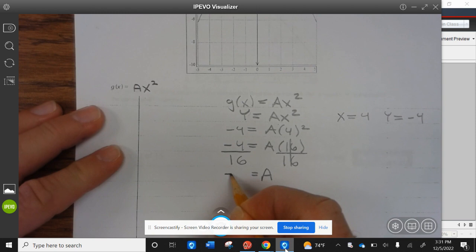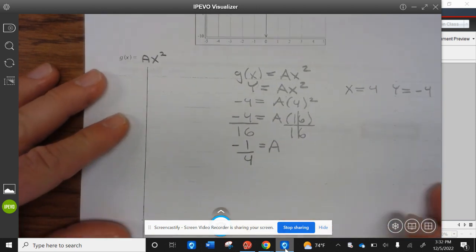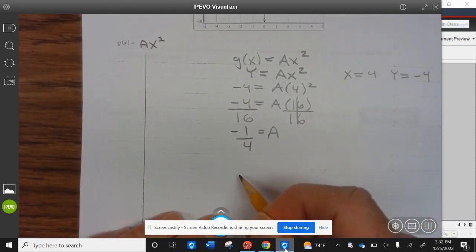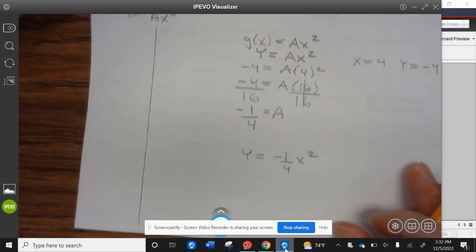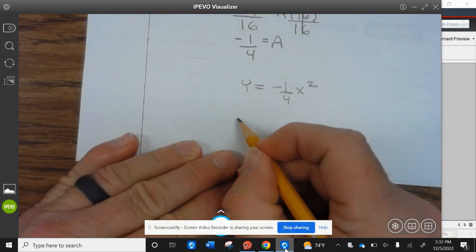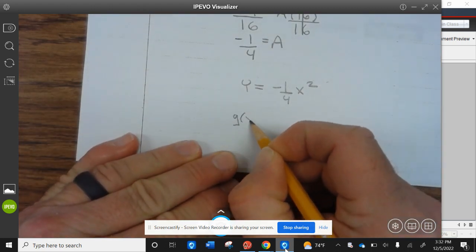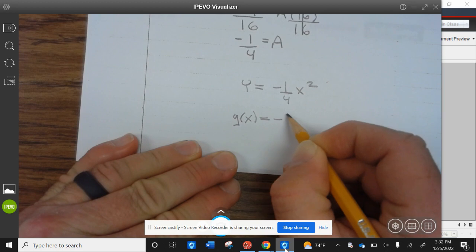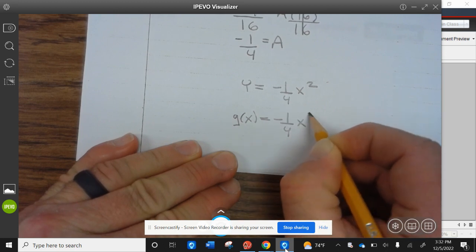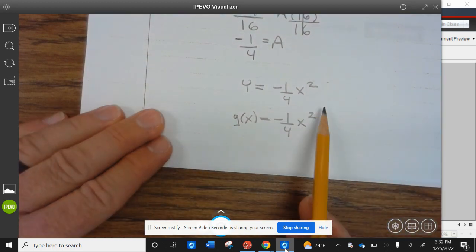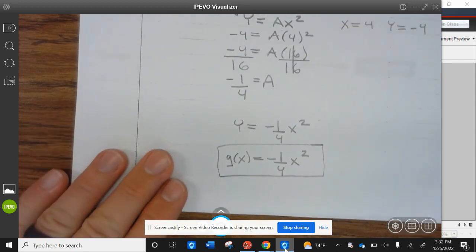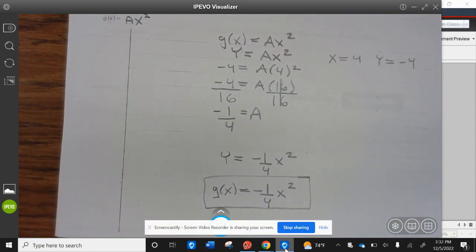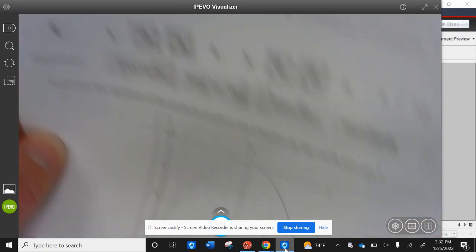So a equals negative 1 divided by 4. So our equation is y equals negative 1/4 x squared, which, because y and g of x are the same thing, we can rewrite as g of x equals negative 1/4 x squared. All right, go ahead and finish up that example. All right, let's take a look at the next example.